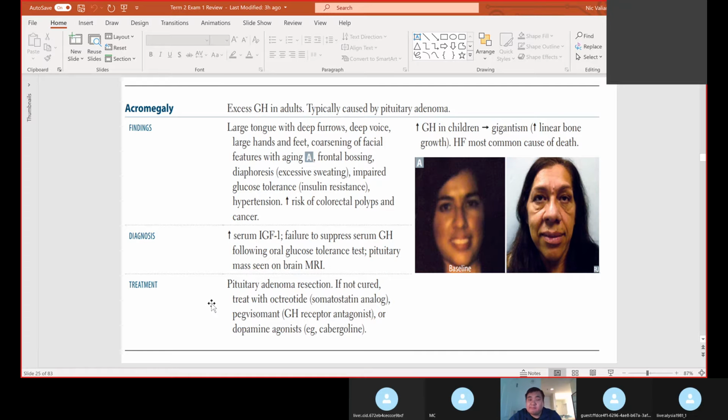How are we going to treat them? For a pituitary adenoma, you resect the adenoma, or you can give them somatostatin analogs like octreotide, which decreases the production of growth hormone. And then you have pegvisomant, your GH receptor antagonist, or you can also use a dopamine agonist, cabergoline, bromocriptine. In children, it is called gigantism. You have an increase in your linear bone growth. Heart failure is the most common cause of death in people who have acromegaly.